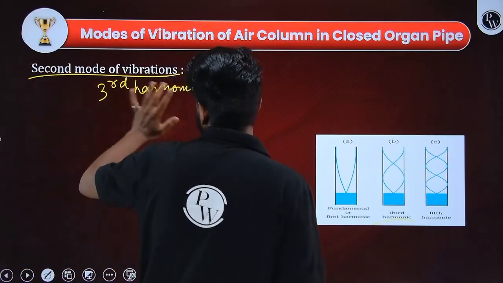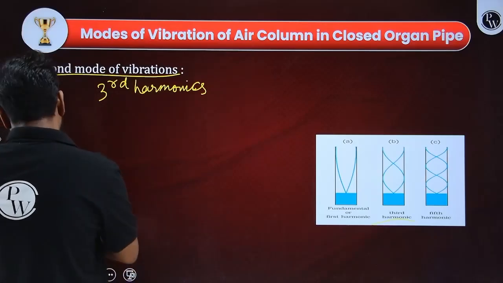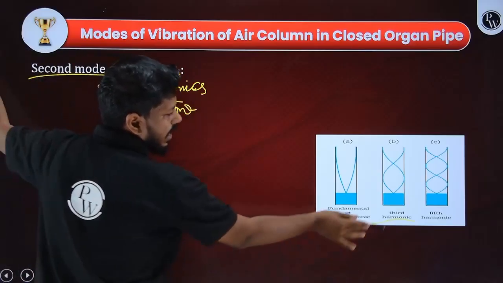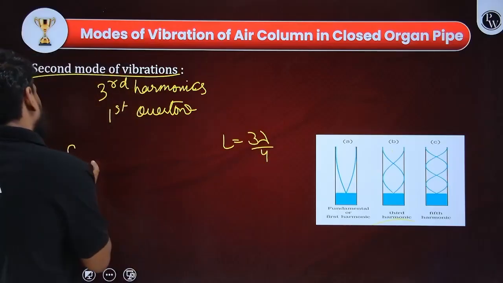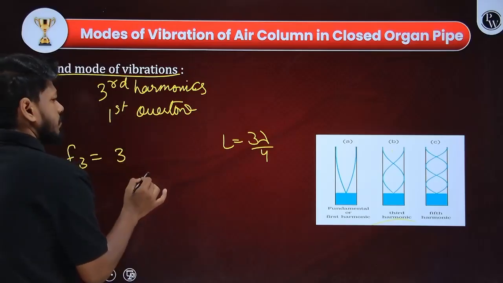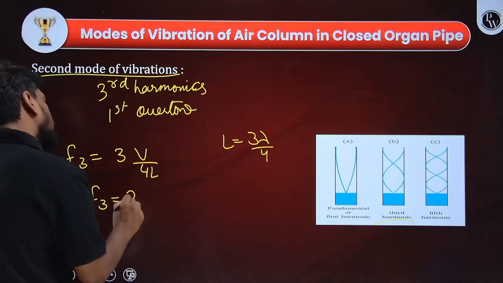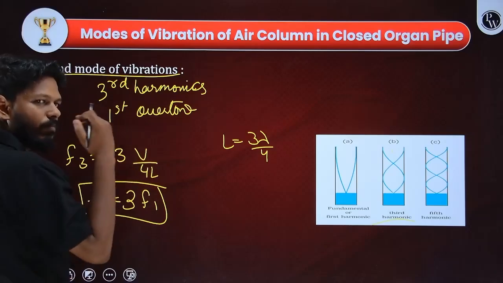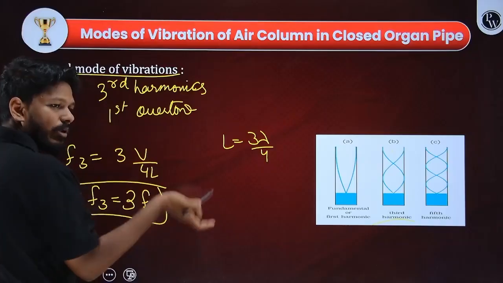So after first harmonics, we have third harmonics. Third harmonics is called first overtone. What is my wavelength? Lambda by 4, lambda by 4, lambda by 4. So L is equal to 3 lambda by 4. So my frequency is going to be 3 times V by 4L. So my F3 is equal to 3 times F1. Same thing we got, but the difference is V by 4L. There it was V by 2L.